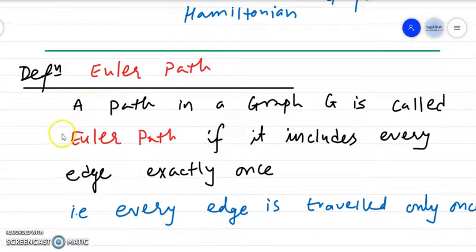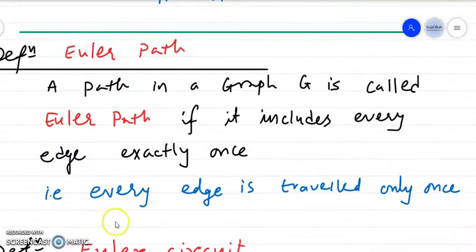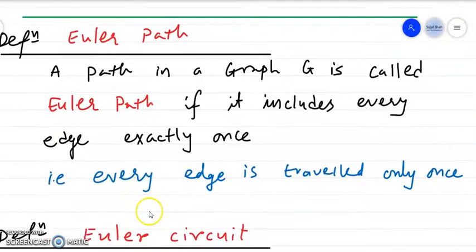Before we study the definition of Euler graph, we'll see what is Euler path. A path in a graph G is called Euler path if it includes every edge exactly once. That is, every edge is traveled only once.